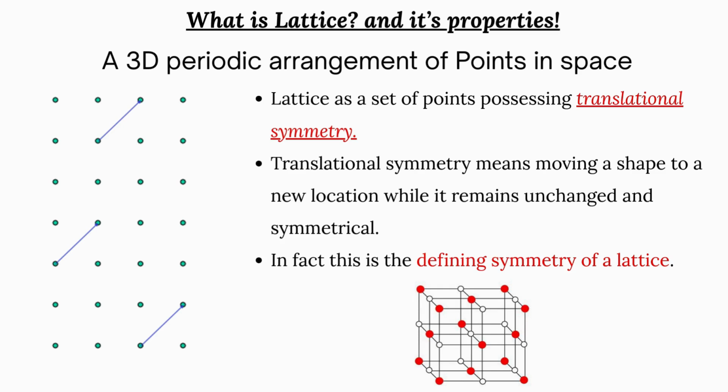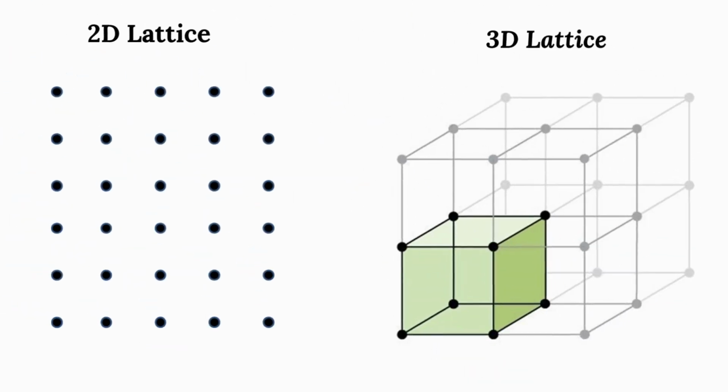So one should keep in memory that if the translation symmetry is absent, then we cannot say it is a lattice. This is a very important point to keep in mind whenever we are verifying, and in future we will discuss why certain things do not qualify as a lattice.